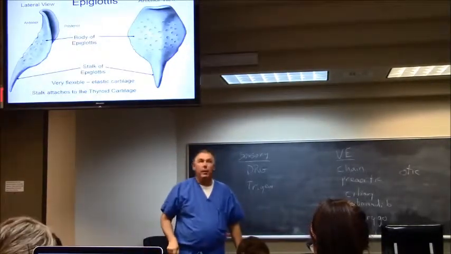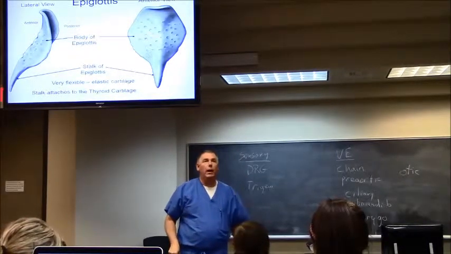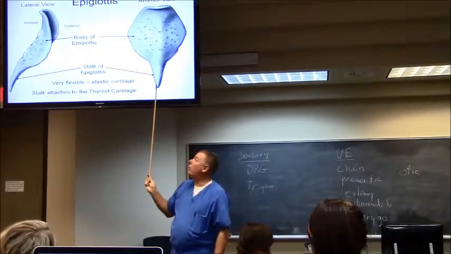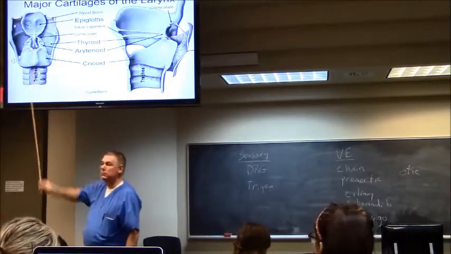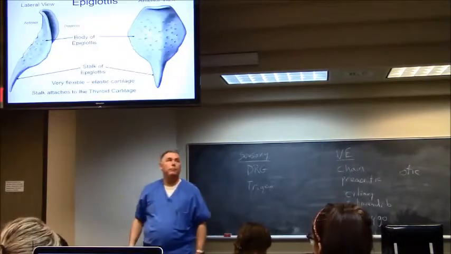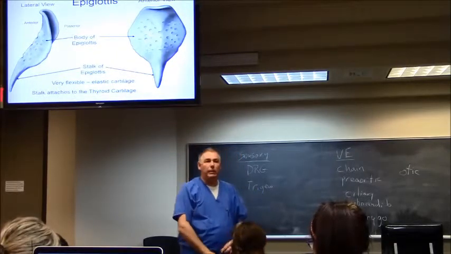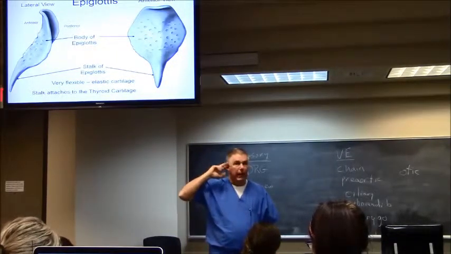If you look at the epiglottis, it's a ridiculous looking structure that attaches, this point inserts into the thyroid cartilage. It's one of the few places where you have elastic cartilage. The epiglottis and the pinna are elastic cartilage.